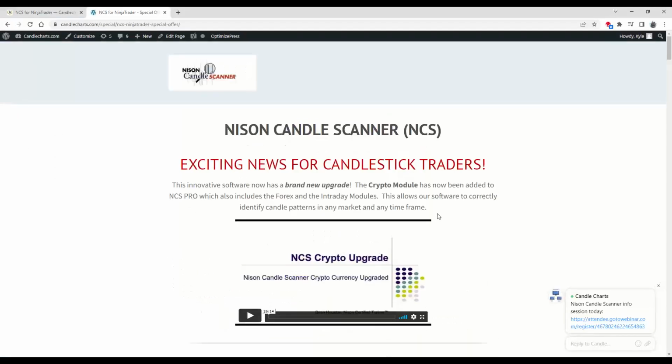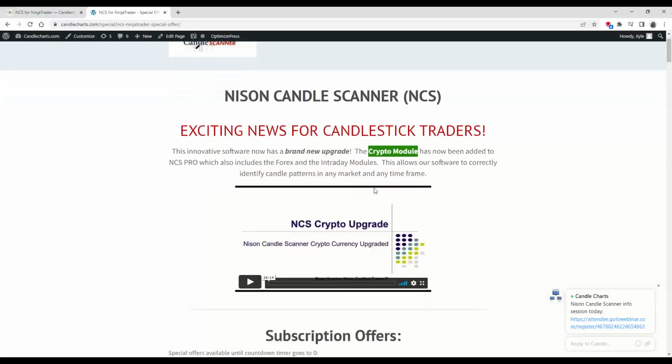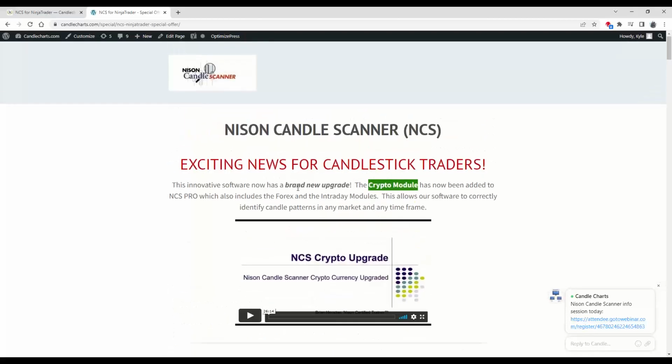So this is a page that we have specifically to show you all about Nison Candle Scanner. We recently added a brand new crypto module. That means that we have identified crypto signals, and Nison Candle Scanner has now been adapted to work on crypto. So if you trade Bitcoin, Ethereum, or any other crypto, Nison Candle Scanner automatically, whether you buy the monthly, the annual, or the lifetime plan, will be able to modify itself directly onto crypto. Those modifications also work on Forex as well as intraday.